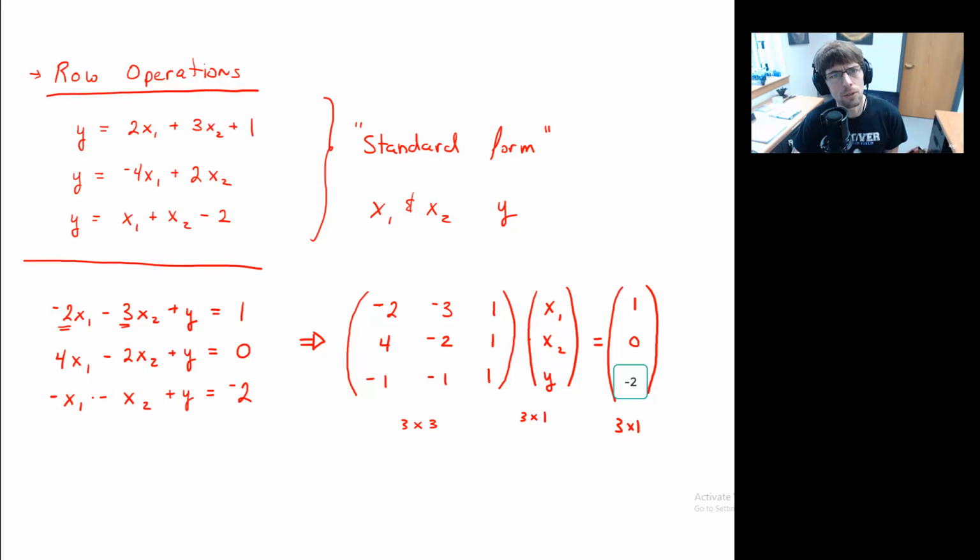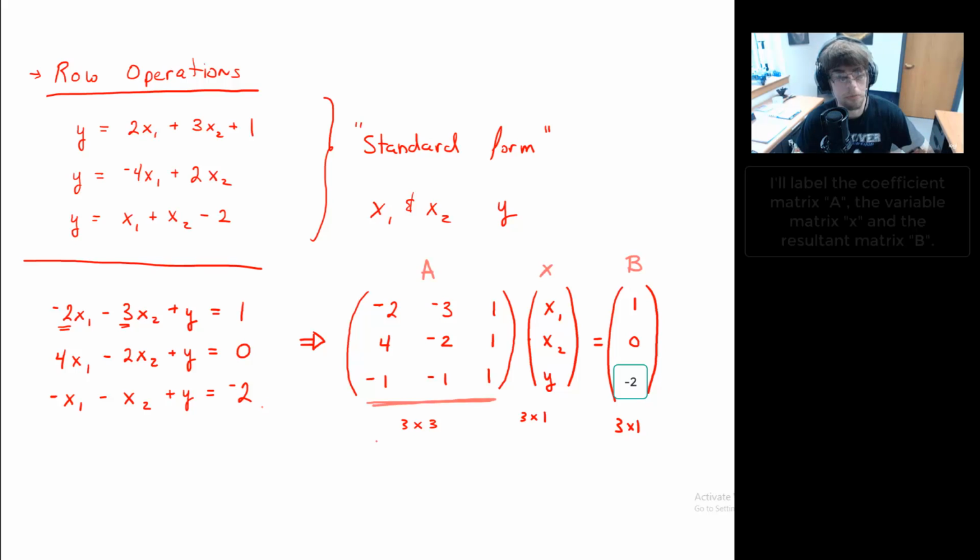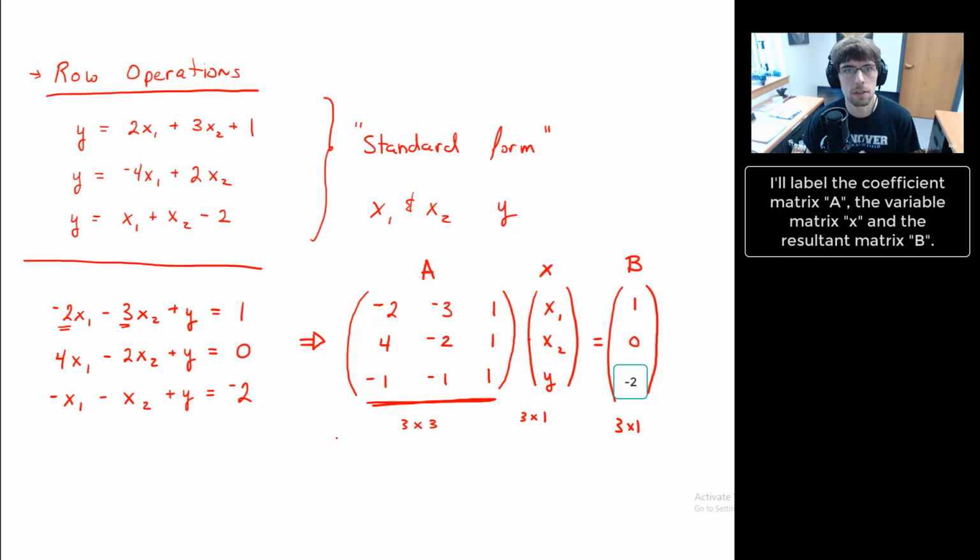And hopefully, if you understand how we're storing the information using matrices, these row operations will make some intuitive sense. Now, mathematicians and physicists were lazy. Oh, good gravy, we're lazy.